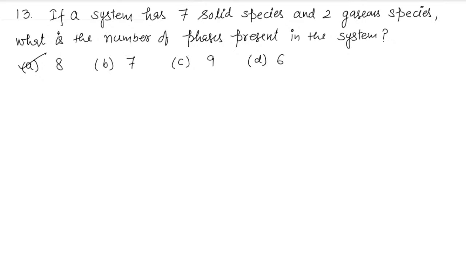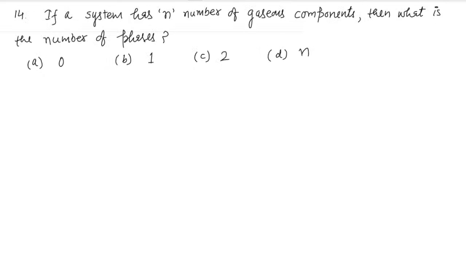Okay, great. Now question number 14. If a system has n number of gaseous components, then what is the number of phases? Yes, anybody can answer now. We have n number of gases. Then what is the number of phases? Very good, Bhavna. 1, because all gases form a homogeneous mixture.